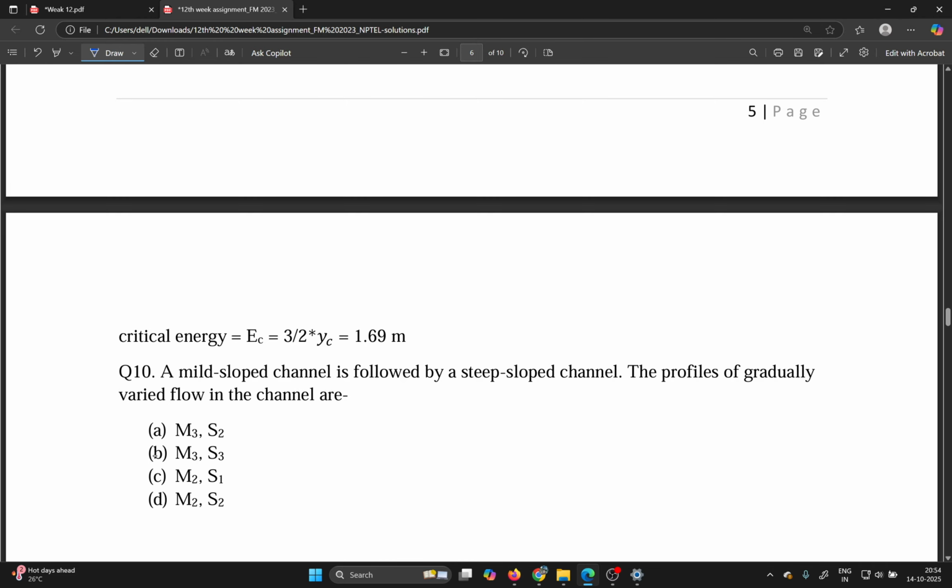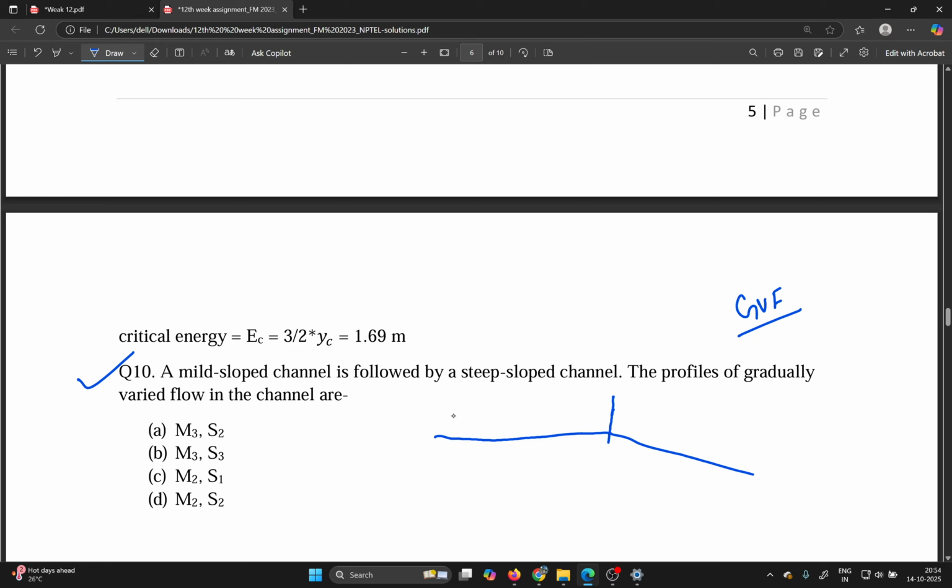Okay, the next question. A mild slope channel is followed by a steep slope channel. The mild slope channel is followed by the steep channel, meaning the mild slope is like that, followed by the steep, and here is this intersection. What is the profile of gradually varied flow, GVF, in the channel?